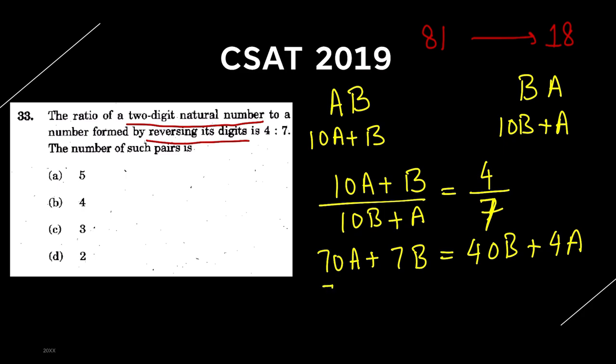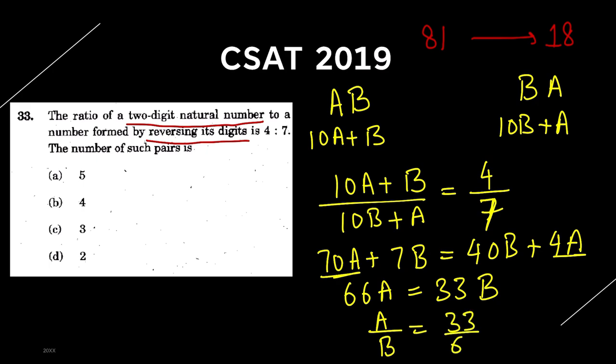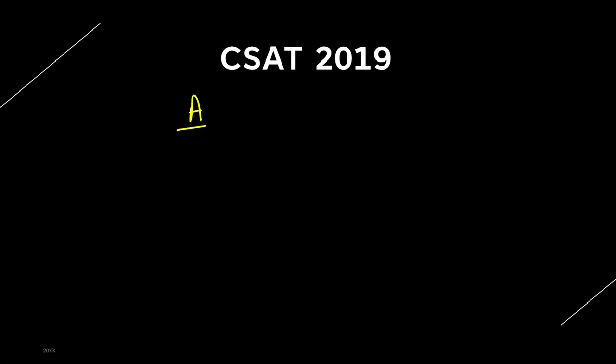Just do the calculation here. Take A on one side. So we are left with 66A is equal to 33B. I hope it is clear. 66A is equal to 33B. Or you can simplify that: A by B is equal to 33 by 66, which is equal to 1 by 2. So we have got A by B as 1 by 2.